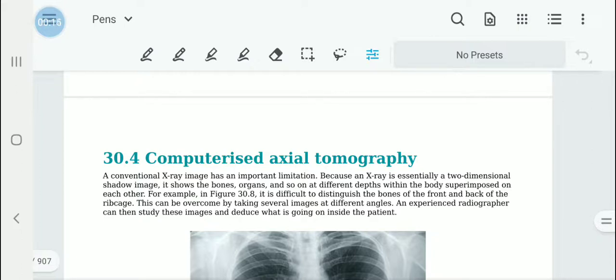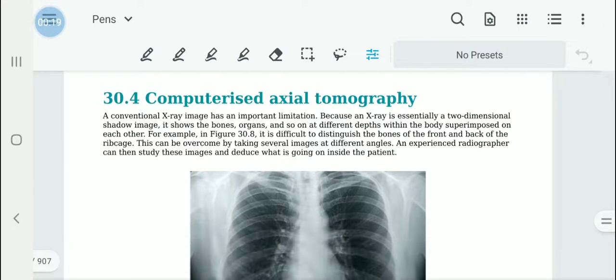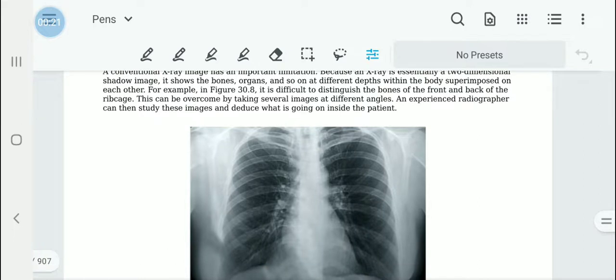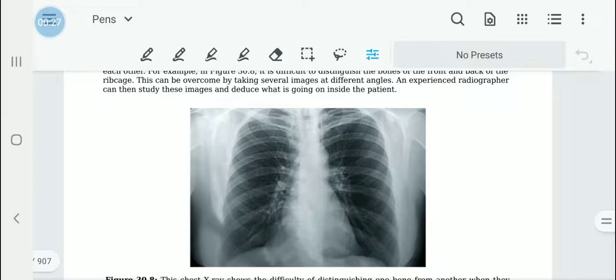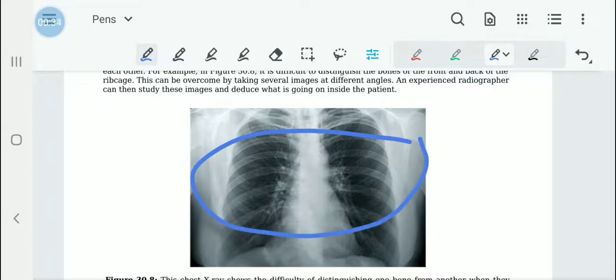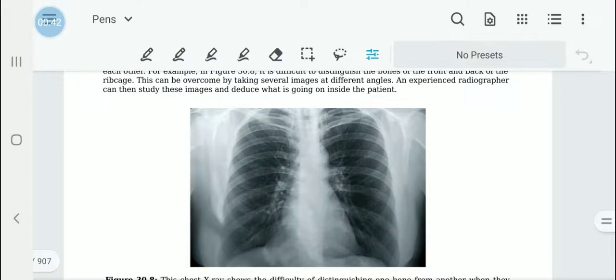Now X-rays have many limitations. Mainly the main limitation is it gives us a two-dimensional shadow image. So the bones and organs, we can't actually identify how it is going to be. Now in this particular picture you can't see the difference between the bone that is at the back and the bone that is at the front, where it is going to be and where is the heart. So any of these things you can't figure out.